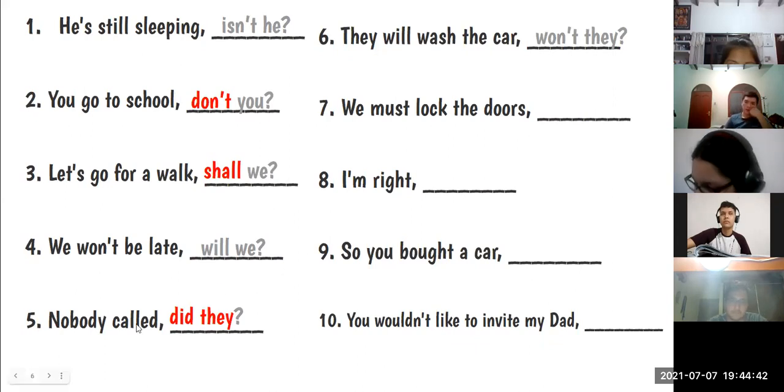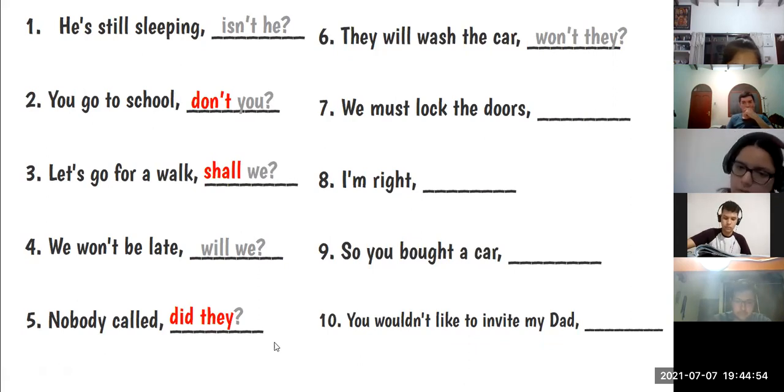The next one, Diego. We must lock the doors. What do you think? Haven't we? Why haven't? For the most, I don't know, teacher. Okay, must is a modal verb. What do you think, guys? Juan Enrique? Con eso de modals no estoy seguro, pero por mí didn't we.